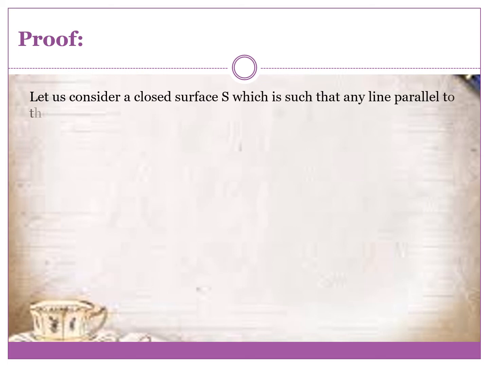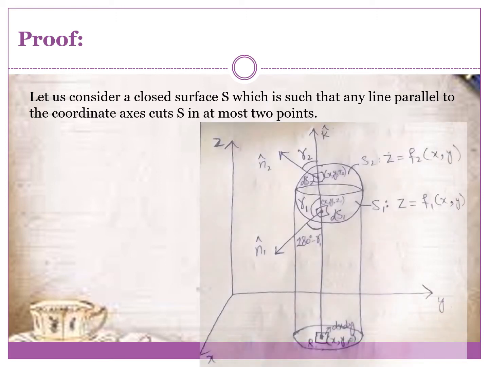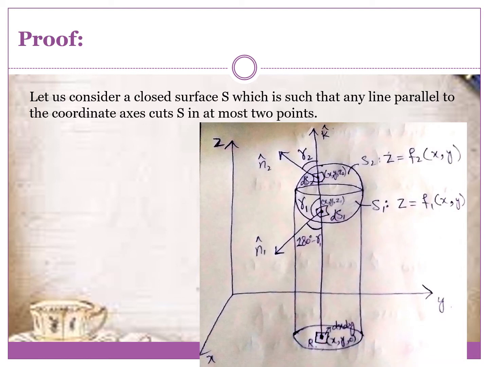Now let's jump onto the proof of Gauss divergence theorem. Let us consider a closed surface S which is such that any line parallel to the coordinate axis cuts S in at most 2 points. Now we are considering the surface S, which is in the form of a sphere here, such that we draw any line parallel to the coordinate axis through S.